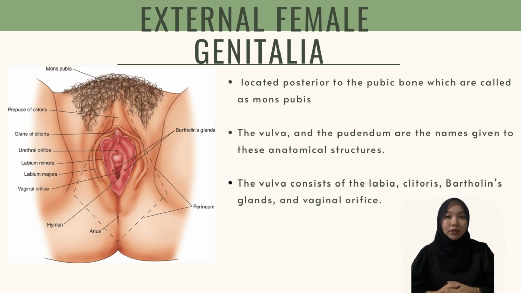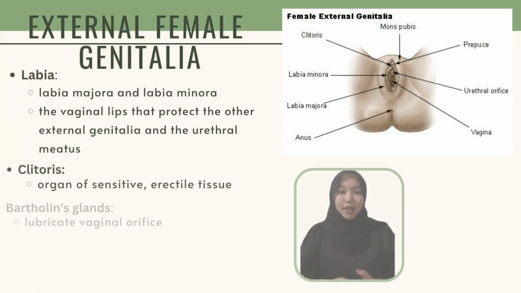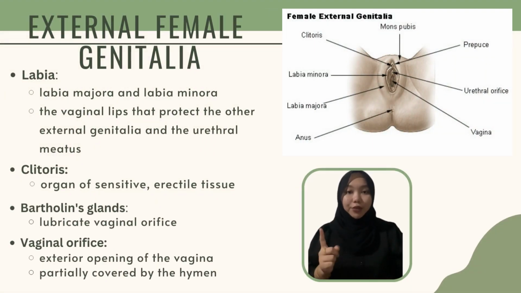The vulva consists of the labia, clitoris, Bartholin's glands, and vagina orifice. These are the parts of the vulva. The first one is the labia. Labia is divided into two parts, which are the labia majora and labia minora. Labia majora and labia minora are the vaginal lips that protect the other external genitalia and the urethral meatus. Urethral meatus refers to the opening on the outer walls of the urethra.